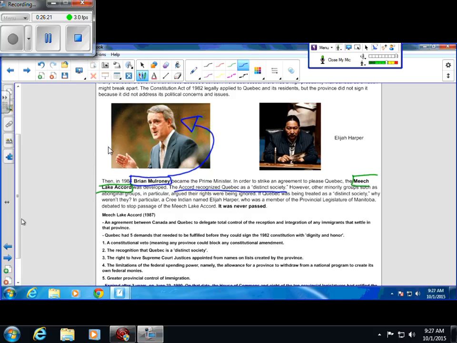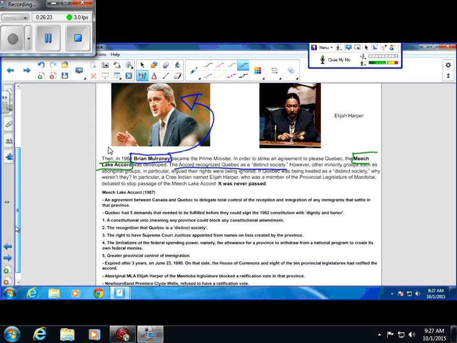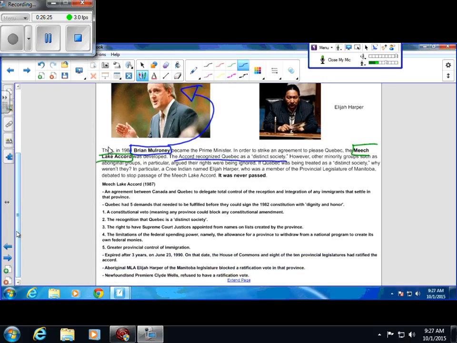So if I scroll down here again, this is not in your textbook, but under the Meech Lake Accord, there were 5 things that really stood out under this agreement. I'm just going to briefly read them out. Again, this is not in your textbook, but this is just more background details of what the Meech Lake Accord was. Okay, so one, it allowed a constitutional veto, which means that any province could block any constitutional amendment.